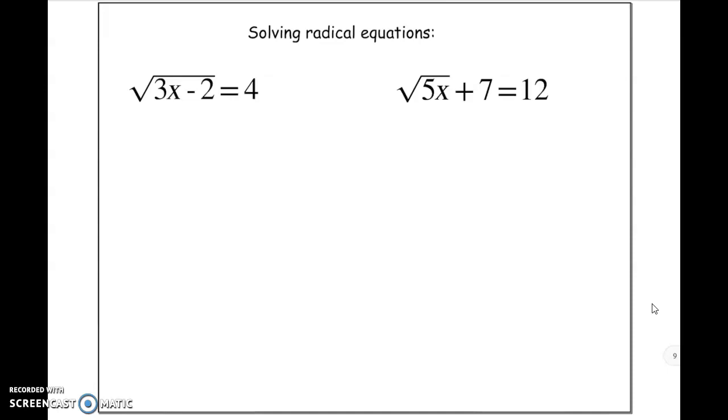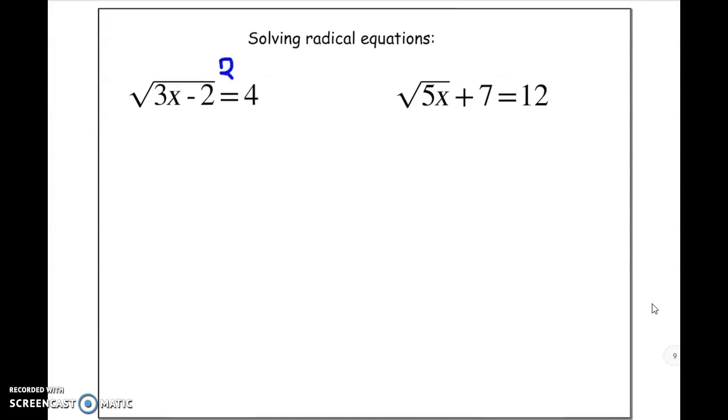All right, so when we solve radical equations, there's not much new to it other than you have to ask yourself, are the radicals by themselves? Meaning there's nothing on the outside of the radical on the side that the radical is on. So this first example, I have the square root of 3x minus 2. So it is by itself. Everything is underneath that radical, so I can get rid of it. How do you get rid of that? You go ahead and you square. Square both sides.